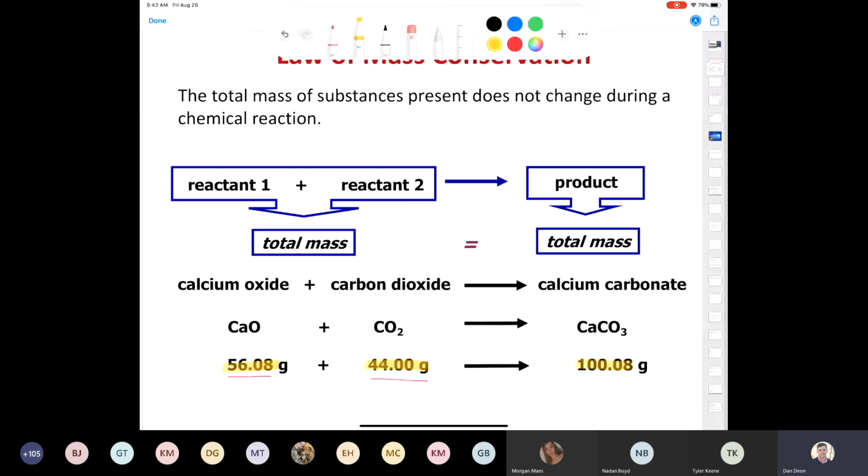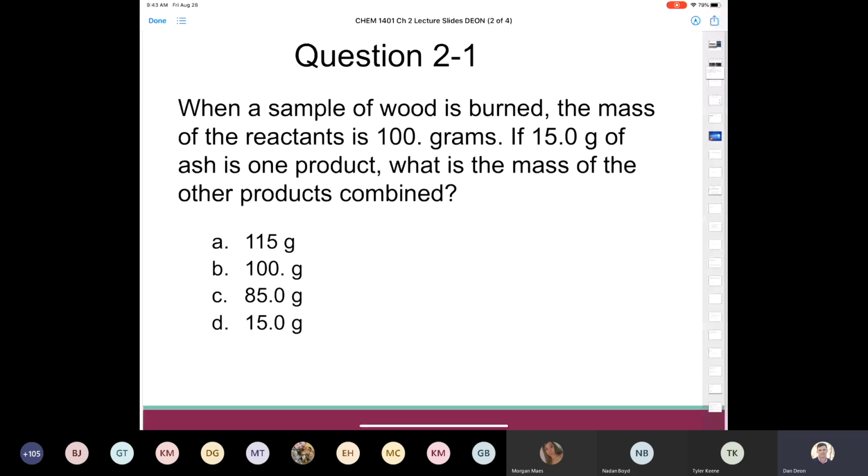All right, with that in mind, let's take a look at a question. And this is just something I put in here for our own personal edification. It says, I can't get away from that wood burning example, can I?